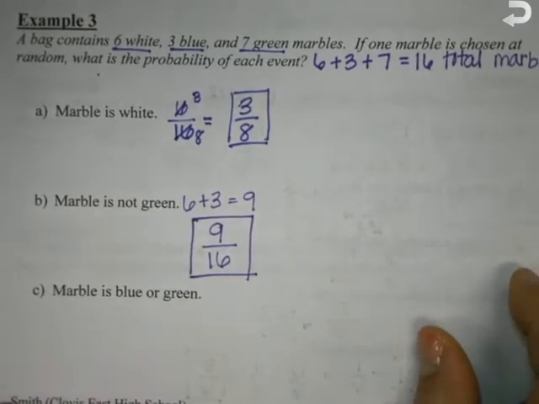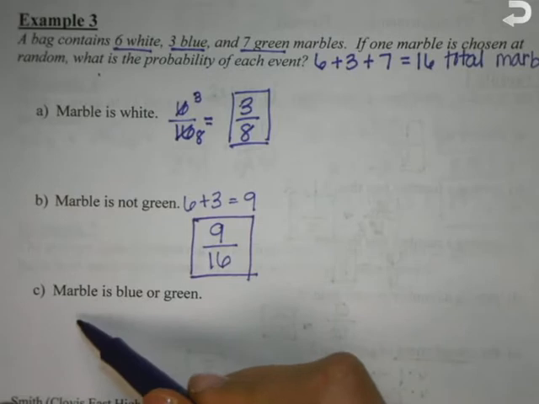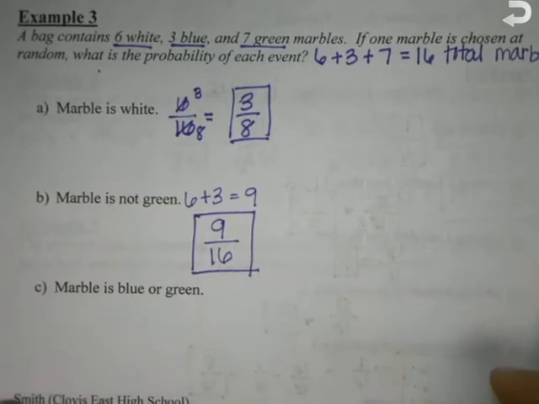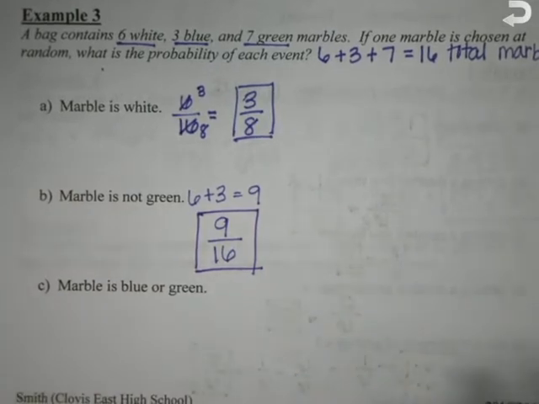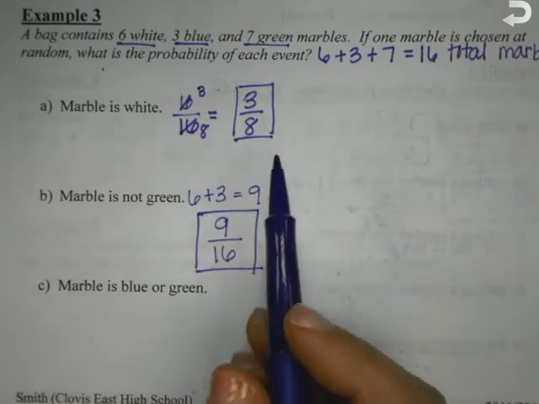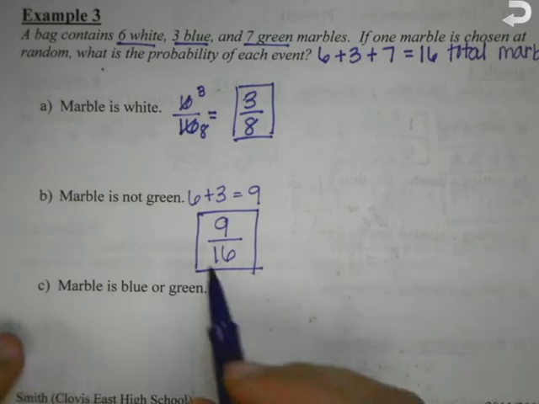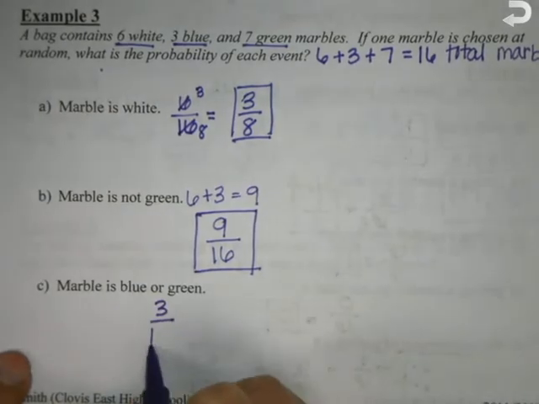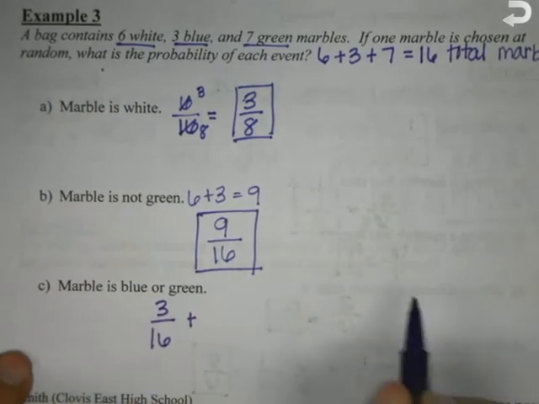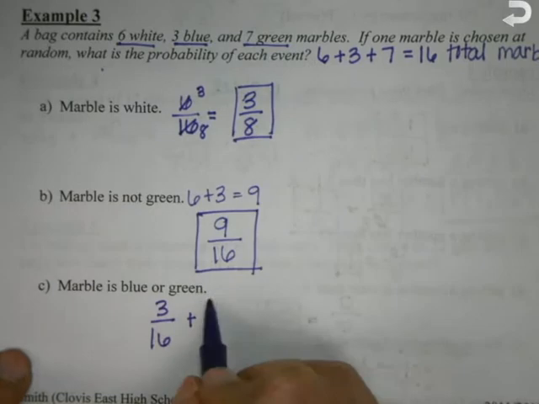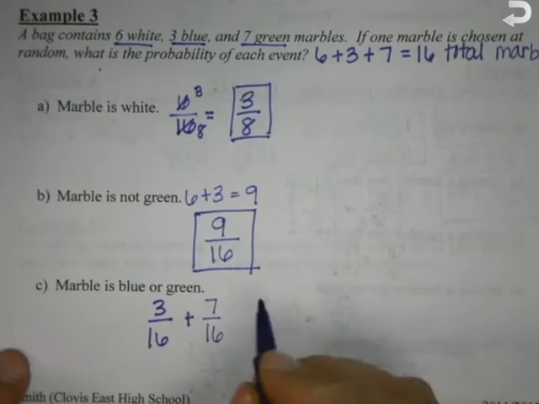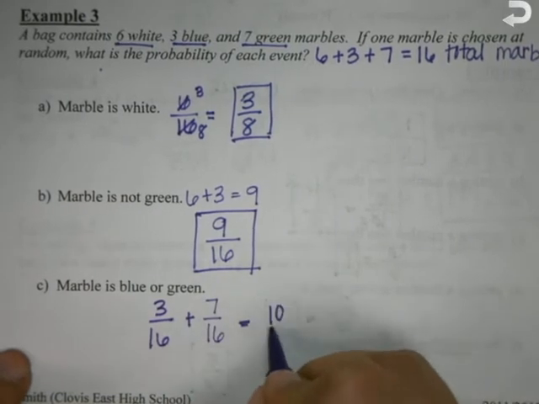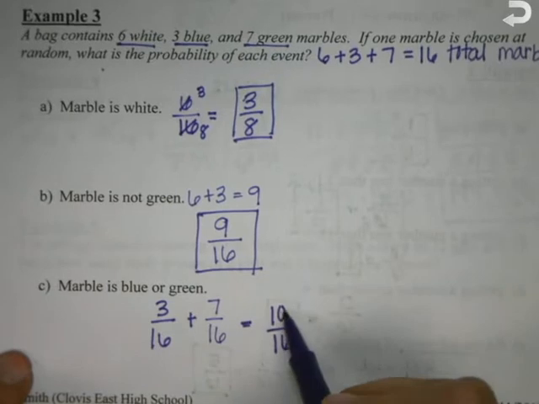Part C, you are looking for the probability that the marble is blue or green. So we need to find the probability of the marble being either green or blue. The probability of drawing a blue marble is 3 out of 16, plus the probability of drawing a green marble, which is 7 out of 16. So that gives me a total of 10 out of 16, which reduces by 2 to 5 over 8.